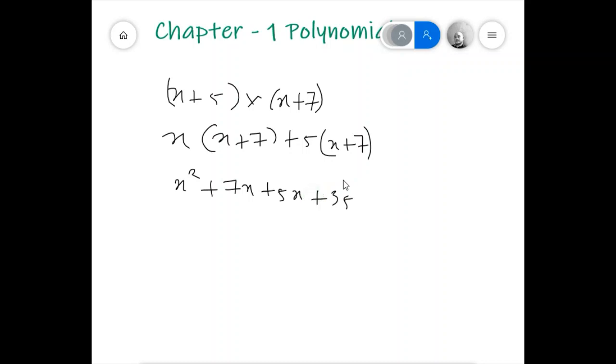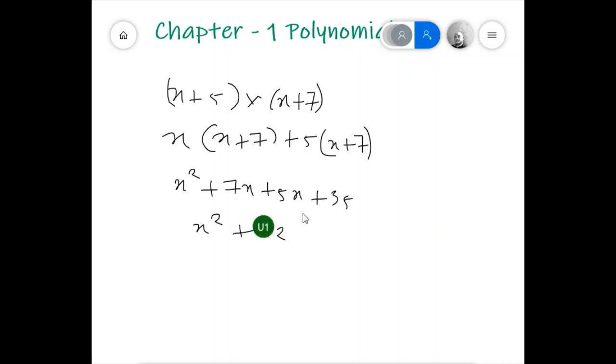Okay, so now again the like terms over here are only 7x and 5x. This x square is a different term and the 35 is different. The like terms we have are 7x and 5x, so we will find the sum of them. The 7x plus 5x becomes what?